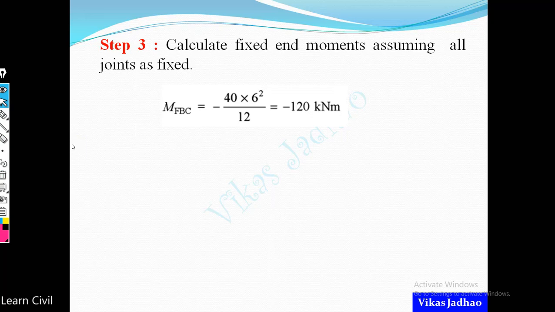So we will find the fixed end moment. MFBC is equal to minus WL square upon 12. The formula is minus WL square divided by 12. So we have W equal to 40 kN per meter, span is 6 meter, divided by 12, and we get the fixed end moment for BC equal to minus 120 kN meter. Similarly, for span CB, it will be plus 120 kN meter.